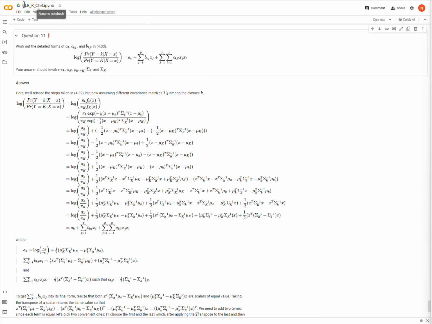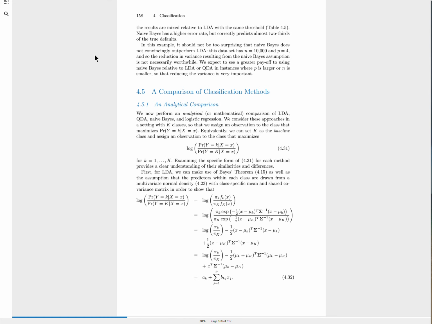So we are in Introduction to Statistical Learning, Chapter 4, and we're on question 11. Let me just pull the book over here. Earlier in the chapter, we find that in a classification setting, we can convert this expression into some kind of linear expression, okay?